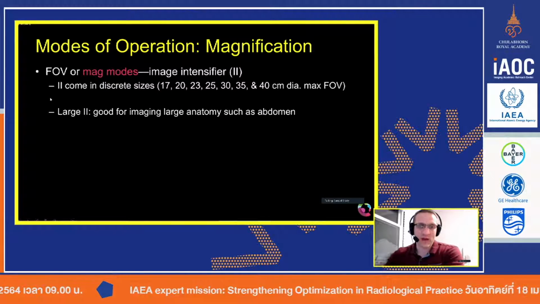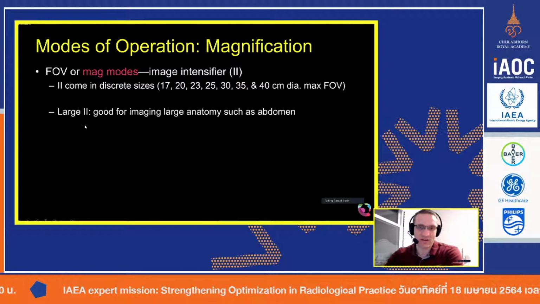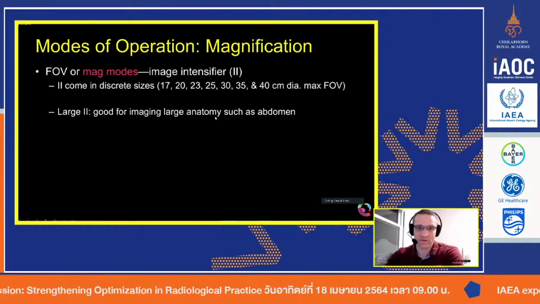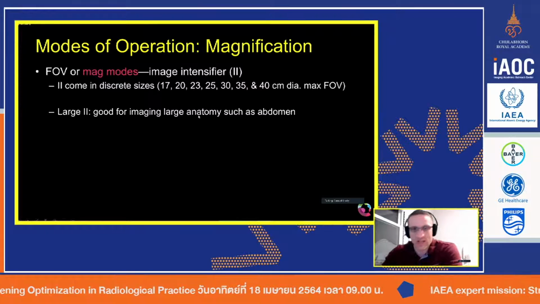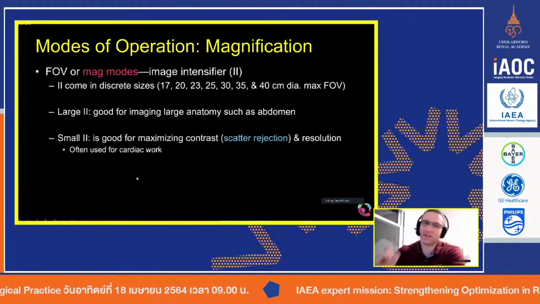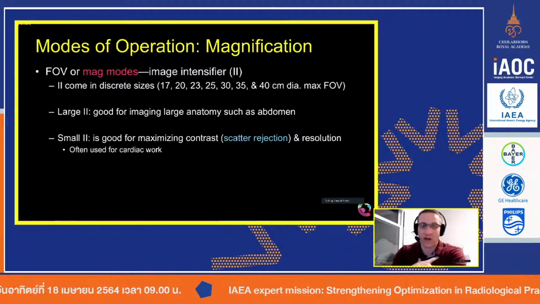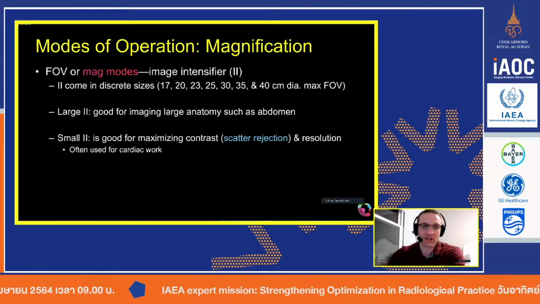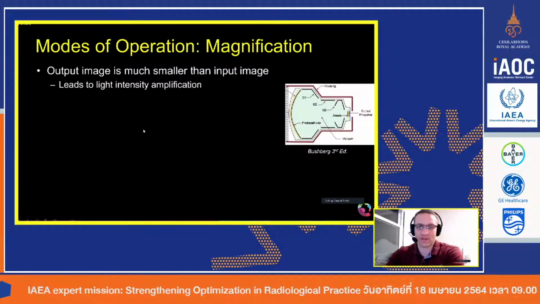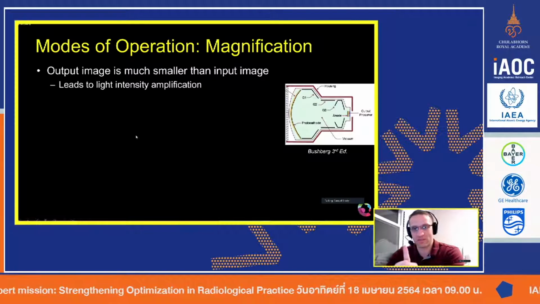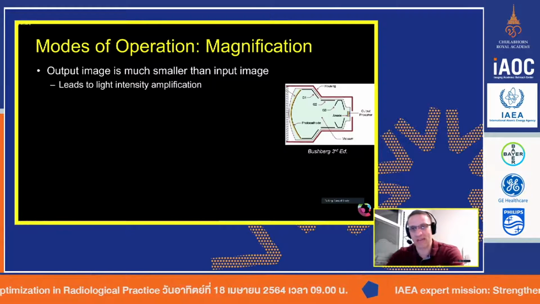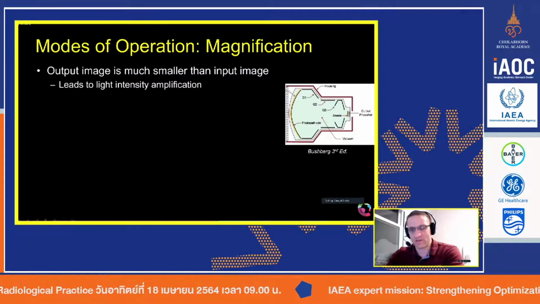So if you have a large detector, a large image intensifier, that's great for imaging large anatomy such as abdomen, whatnot. Small, of course, are used for more niche imaging, such as the heart. We like small because you get better scatter rejection. Now, when it comes to magnification, we have to talk specifically about how magnification is performed on each type of detector. The first is, of course, the II.